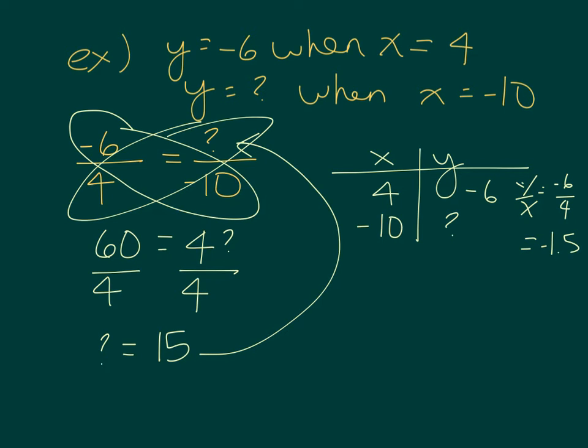So I know 4 times 1.5 is 6, so 10 times 1.5, remember you could always use a calculator to figure out what 10 times 1.5 is going to be: 15. So you get the same thing whichever way you do it. Pick and choose your way. I actually like the table better, but whatever floats your boat.